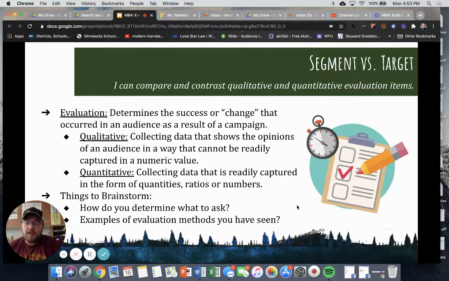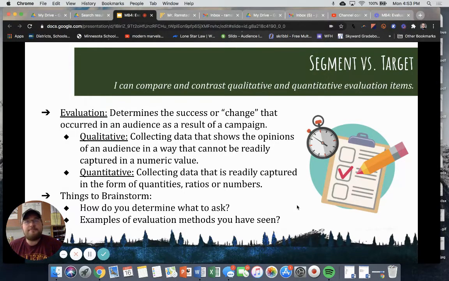So we can evaluate quantitatively and qualitatively. Qualitative occurs when we collect data that shows the opinions of an audience in a way that cannot be readily captured in a numeric value. So this might be short answer questions, opinion questions, longer questions that we may find in a survey. Quantitative, on the other hand, is when we collect data that is readily captured in the form of quantities, ratios, numbers, percentages, etc.